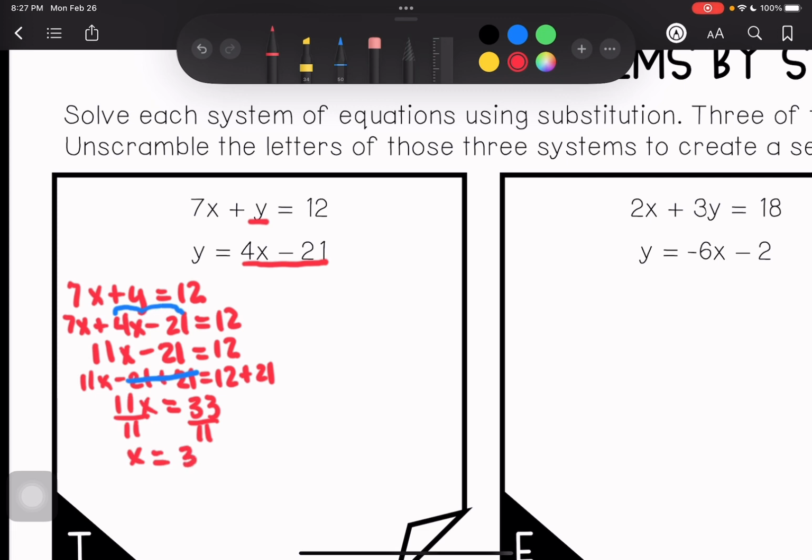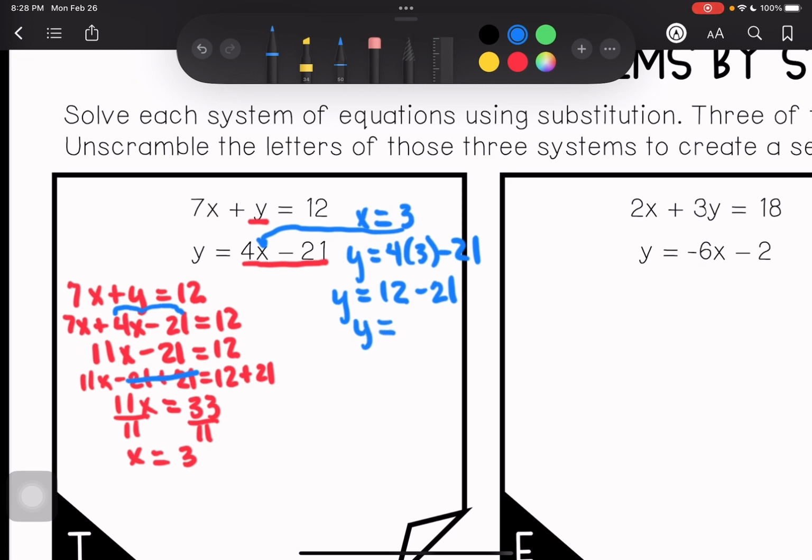Therefore, x equals 3. Now that we have the value of x, we're going to substitute that into this equation to find the value of y. So we have y equals 4 times 3 minus 21. y equals 12 minus 21. Therefore, y equals negative 9. Therefore, our solution is (3, negative 9). So this is my solution.